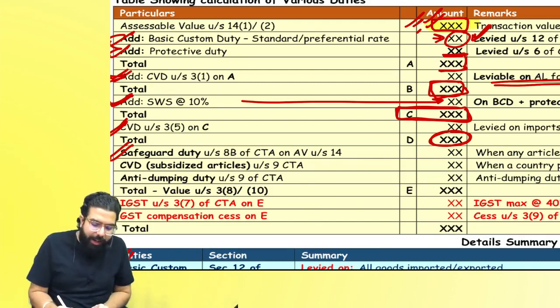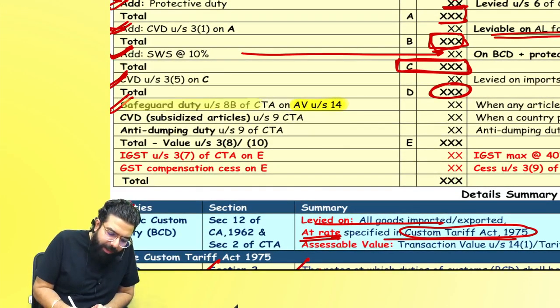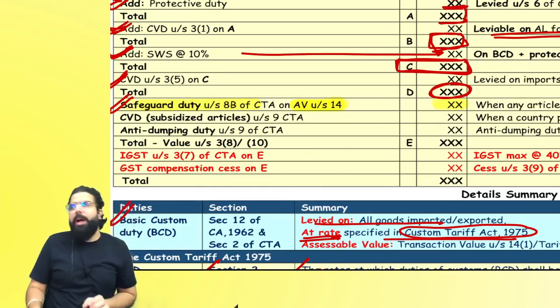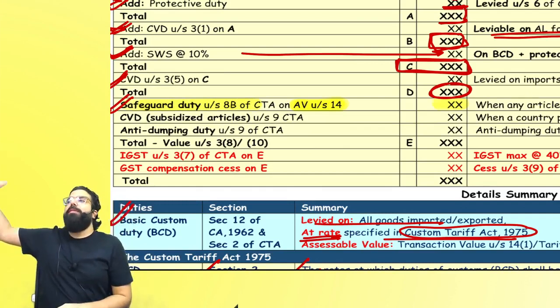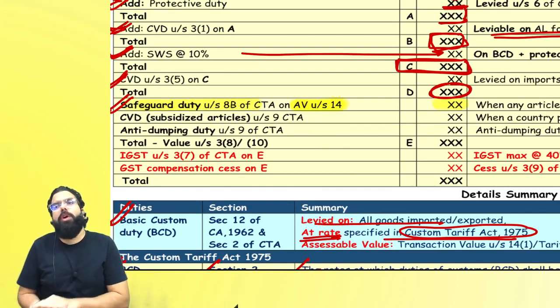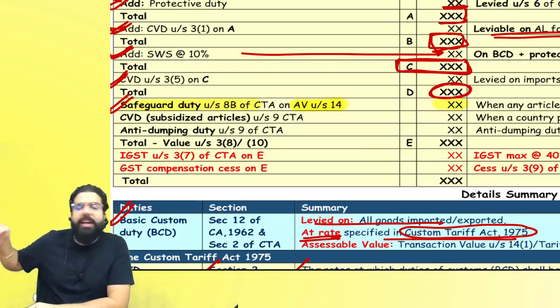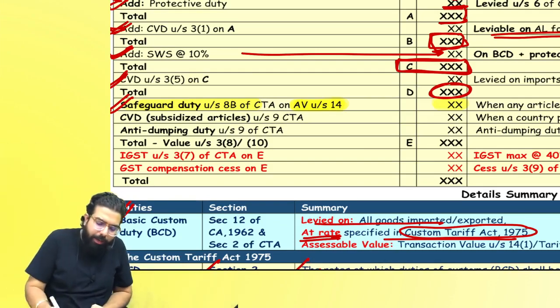Safeguard duty is generally calculated on the assessable value under section number 3.1. Always, 14.1 or 14.2 on that assessable value, basically safeguard duty will be calculated. Now what happens? Sometimes some government go ahead and give subsidy to their people to go ahead and export the goods to India. In that scenario, Indian government can go ahead and charge what? Anti-subsidy duty. It is known as CVD on subsidized article under section number 9.